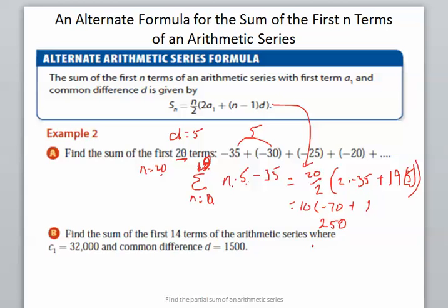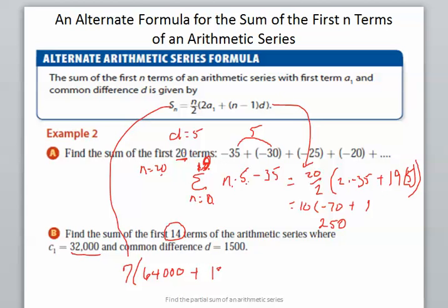Okay. Now this one says find the sum of the first 14 terms in an arithmetic sequence where C1 is 32,000 and the common difference is 150,000. I'm going to use this formula here. I'm going to plug it right in down here. So I'm going to have 14 over 2, 7. 2 times 32,000, 64,000.